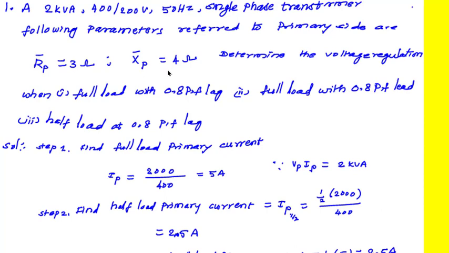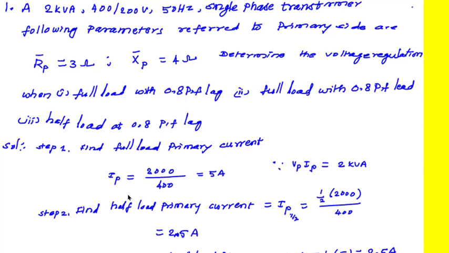Similarly, X_P bar means the total reactance of the transformer when referred to the primary side, that is nothing but X1 plus X2 dash. Determine the voltage regulation: first, at full load with 0.8 power factor lagging. Second case, full load with 0.8 power factor leading. Third case, at half full load and 0.8 power factor lagging. These are the three conditions at which we have to calculate the voltage regulation value.